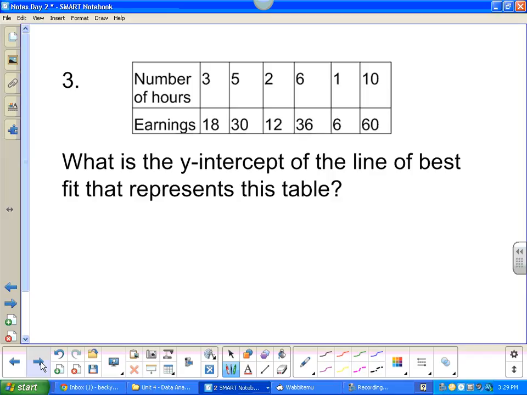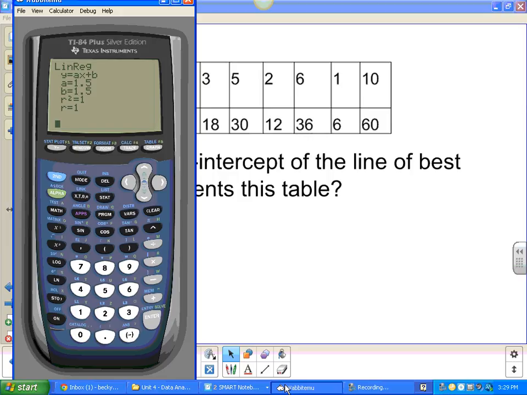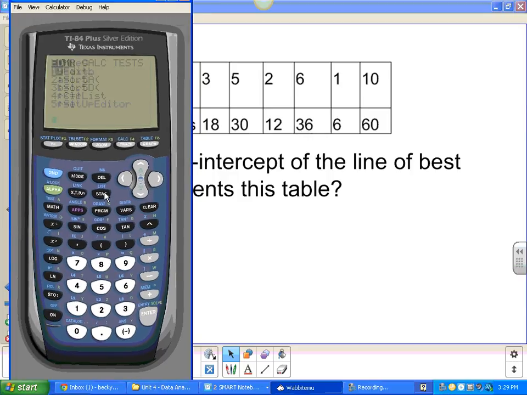What is the y-intercept of the line of best fit that represents this table? We cross our fingers and we look for a gift, and there's not one in our chart. So we have to actually find it. And again, back in Unit 3, we could find this by hand. We'd find the slope. We'd take a point, plug it into y equals mx plus b, and find my b. All of that by hand, and we were so good at it. And now we have this fantastic shortcut that can take all of our data and find it for us.